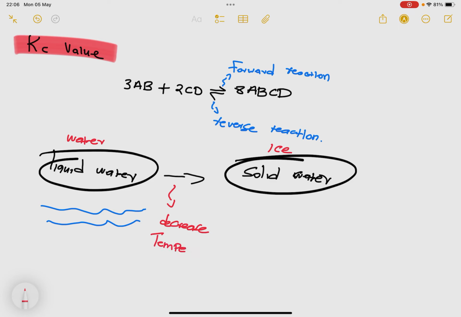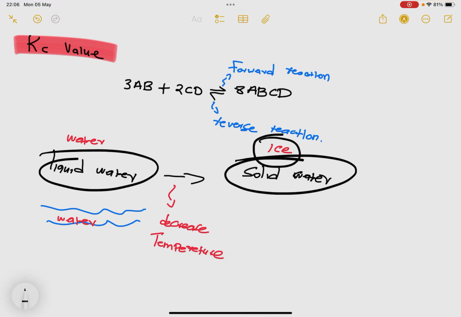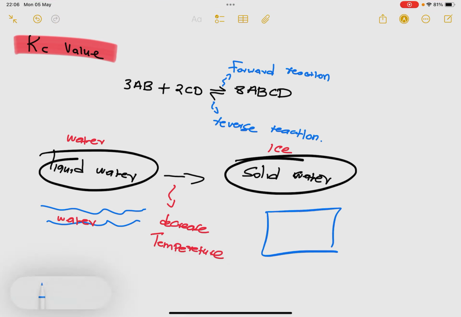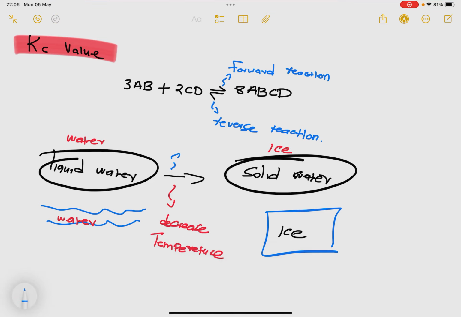So if you have the normal water and you decrease the temperature, what's going to happen? You know that this normal water is going to change into solid water. What is the name of the solid water? We call it ice. So now at this point, we just have a block of ice. Let's say we call this the forward reaction.